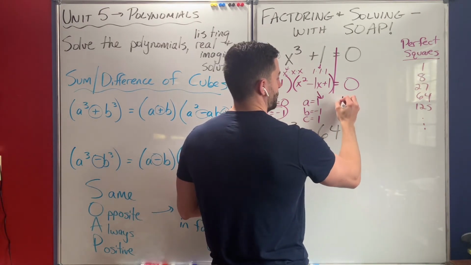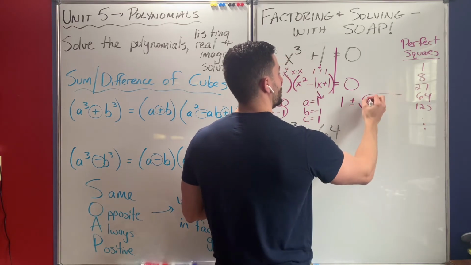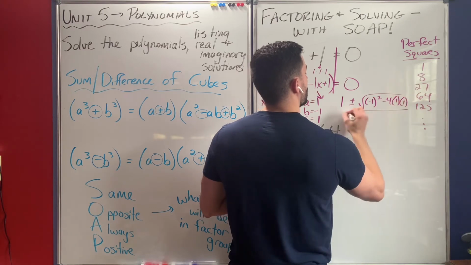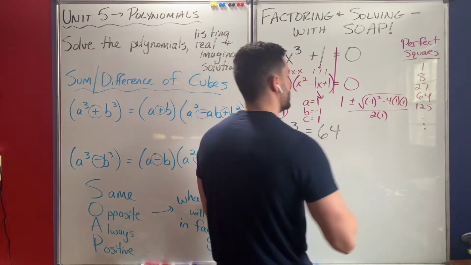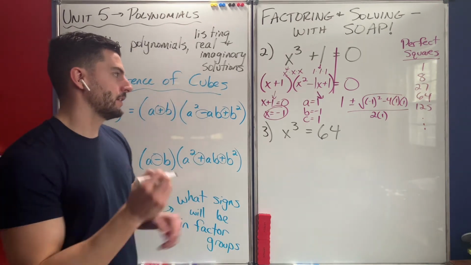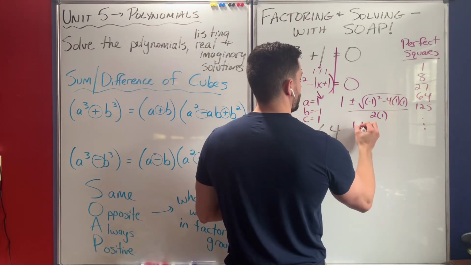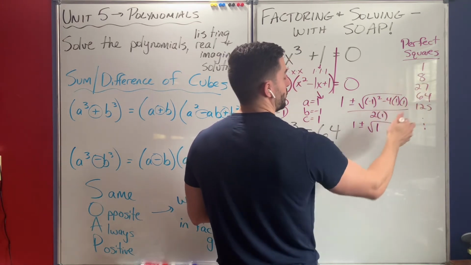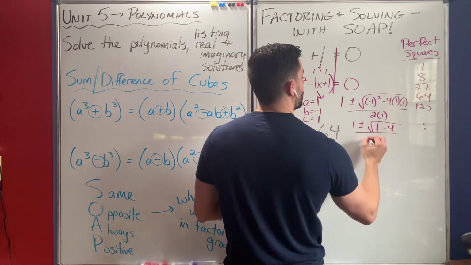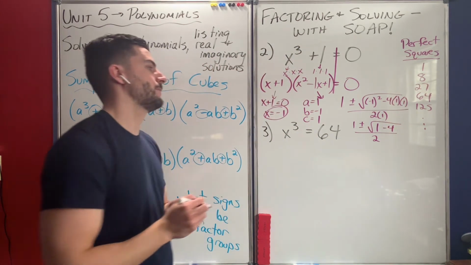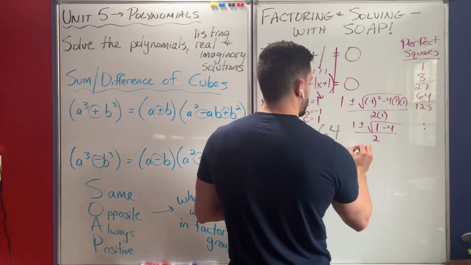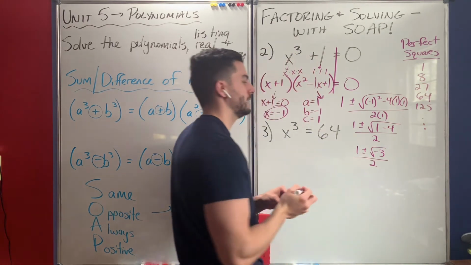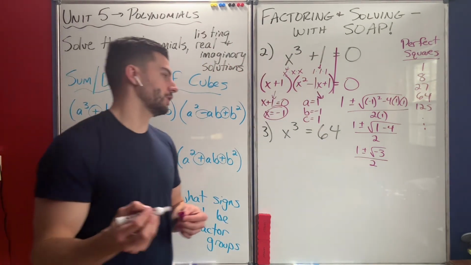So my setup would be 1 plus or minus the square root of negative 1 squared minus 4 times 1, all over 2 times 1. Lots of ones, right? Then I would simplify this down, so I would get 1 plus or minus the square root of, negative 1 squared is 1, 4 times 1 is 4, over 2. Then I would keep simplifying, so I get 1 plus or minus the square root of negative 3, over 2. And again, that negative radical's no good, no bueno.